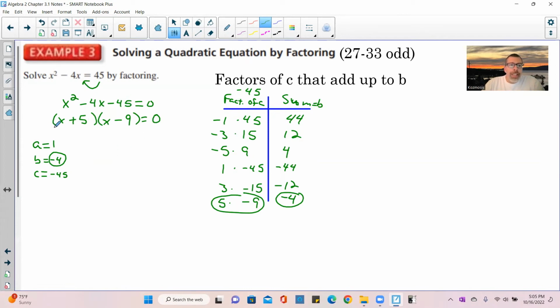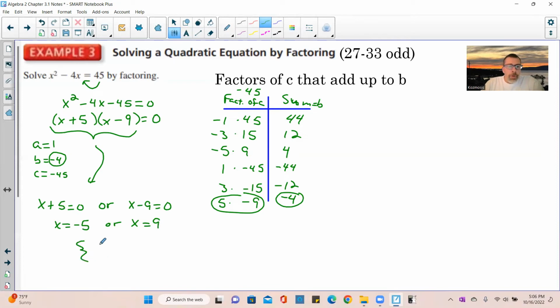So once we get this, we then take our answers and set them both equal to 0. X plus 5 equals 0, or x minus 9 equals 0. And so in this case, x equals negative 5, and in this case, x equals 9. Okay, if I did it with set notation, least to greatest, negative 5, comma, 9 are the solutions to this equation.